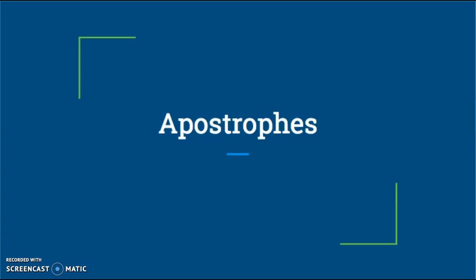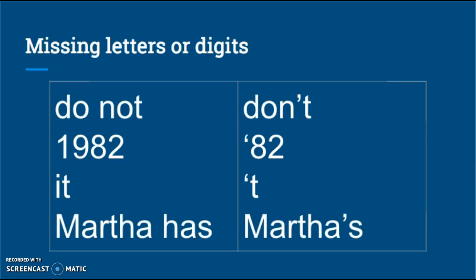This video is to explain how apostrophes are used. The primary use of apostrophes is for missing letters or digits. For example, if you were to write the contraction don't instead of do not, you place an apostrophe in the position where the missing O is. Same thing if you change 1982 to 82, you use an apostrophe to show the 19 is missing.